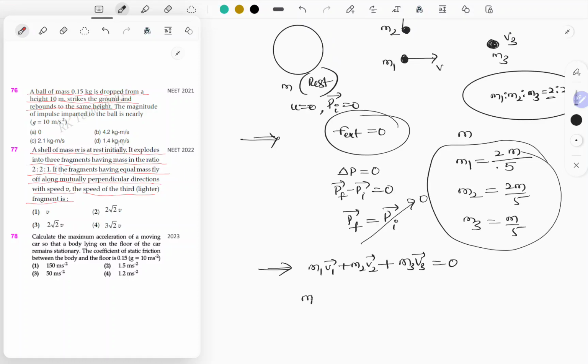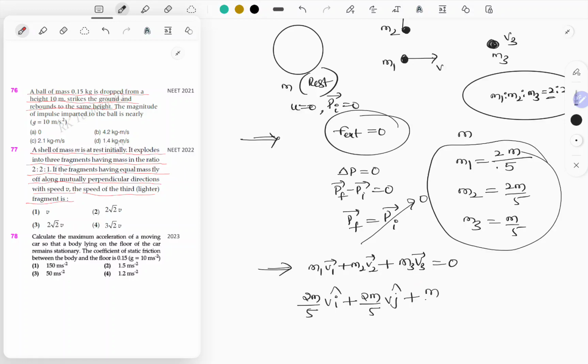Now m1, what is m1 mass? m1 is 2m by 5 and it is moving along x direction, so it is v i cap. Next, m2 is 2m by 5, it is moving along j cap direction with the same speed. They said two equal masses are moving in perpendicular directions with the same speed, right? That's why I represented like this.